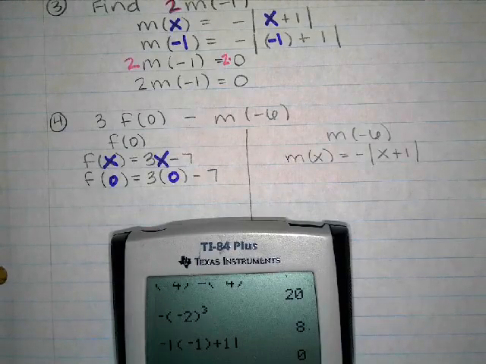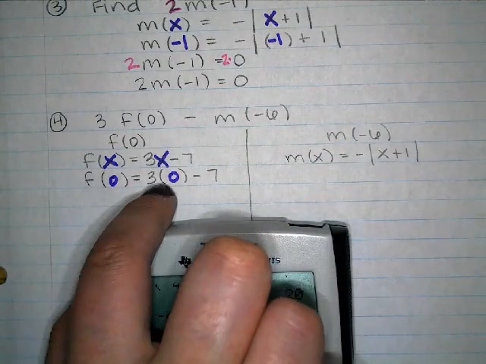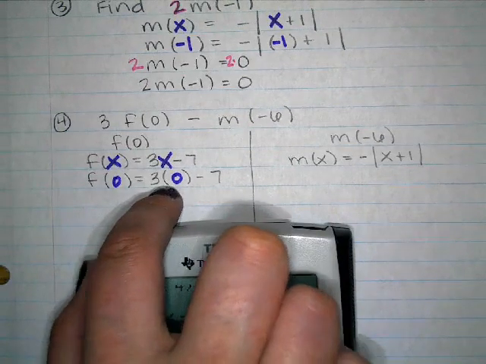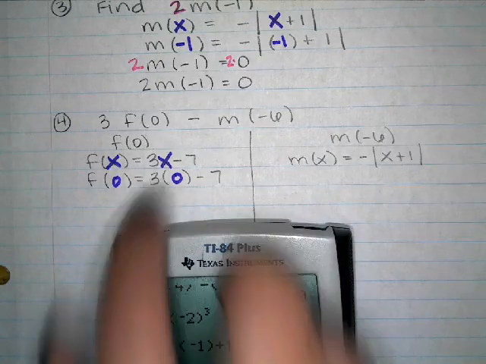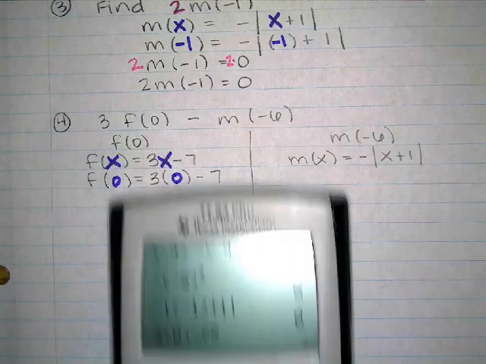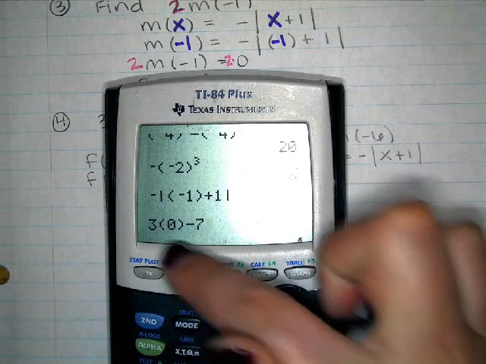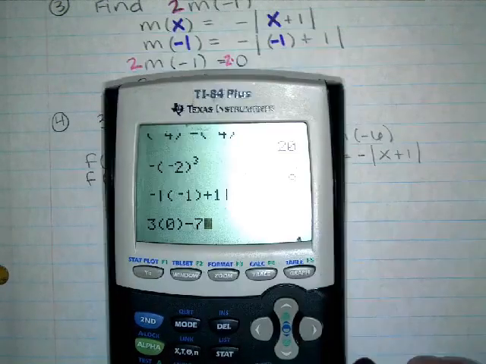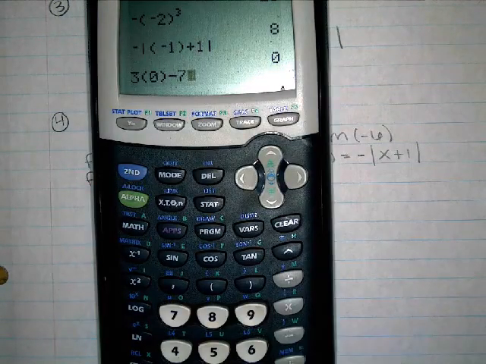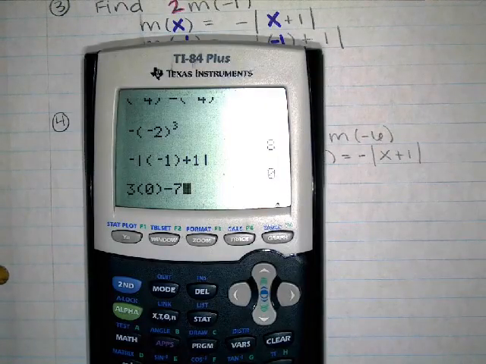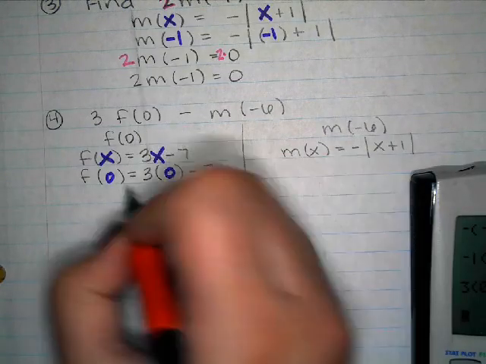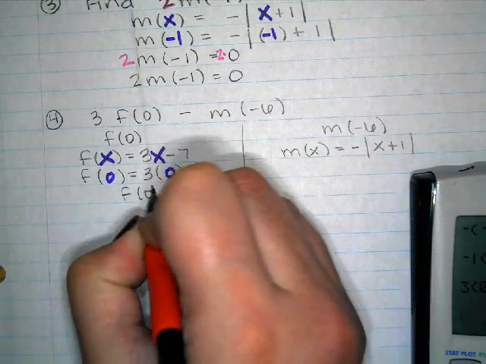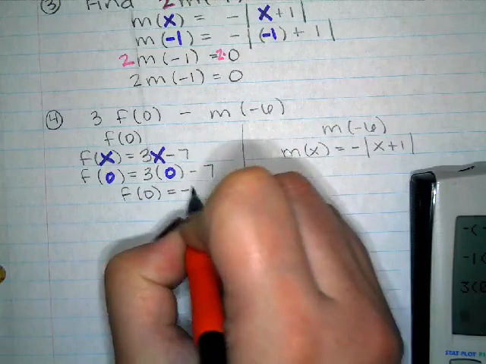And if I were to read this out loud, I would say 3 times 0 minus 7. So I'm going to make sure that when I type it, I type 3 times 0 minus 7. So I'm using the minus button. And then what do you guys get? Negative 7. Okay. So f of 0 equals negative 7. Okay. Over here, let's do the same thing.